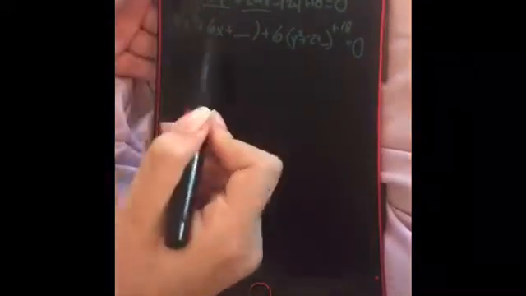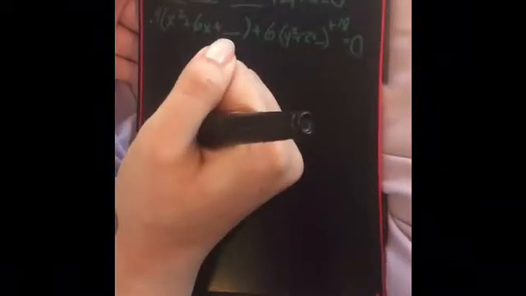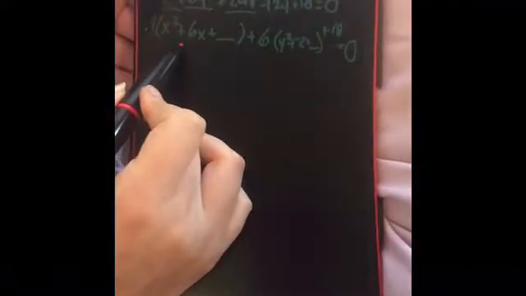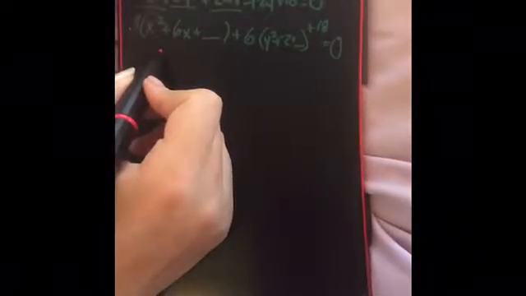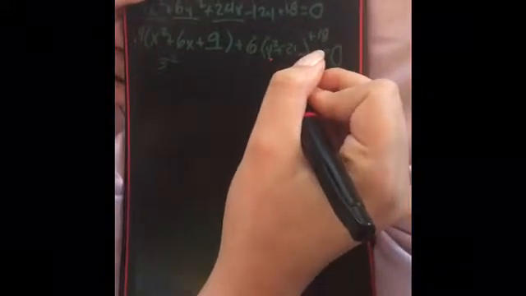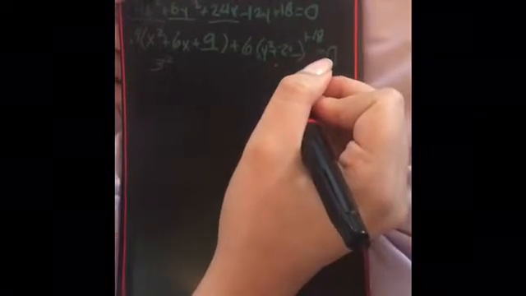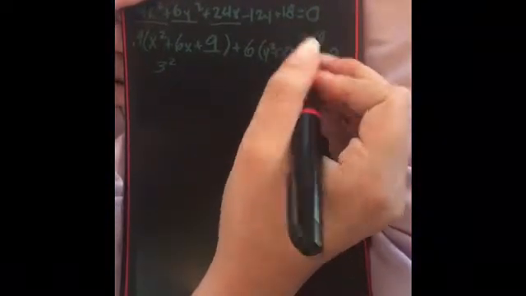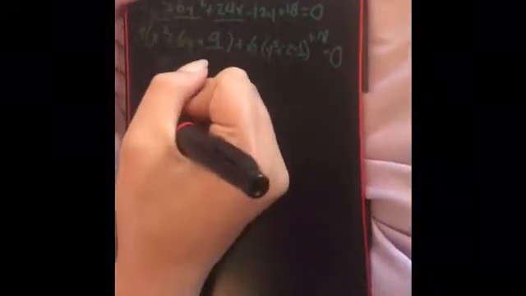To find the square, we take half of this. So 6 divided by 2 is 3. Half of 6 is 3. So 3 squared is 9. That's our square. Half of negative 2 is negative 1. So negative 1 times negative 1 is 1.